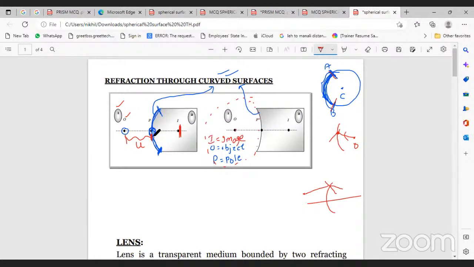Image. The distance from the pole to the image is called the image distance, V. What does V stand for? Image distance. If I take the object distance as U, and take the mediums as N1 and N2, N1 is the refractive index of the object medium and N2 is the refractive index of the image medium.